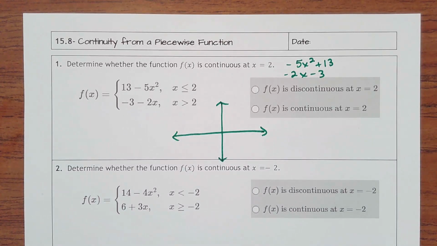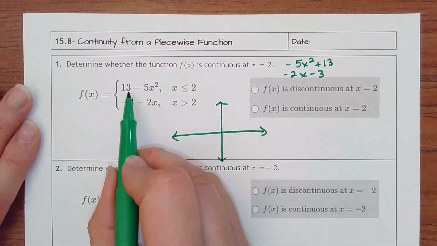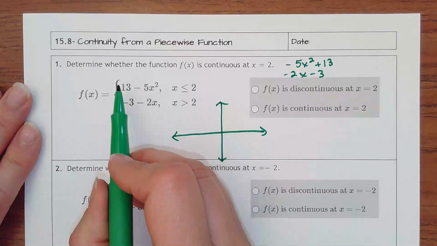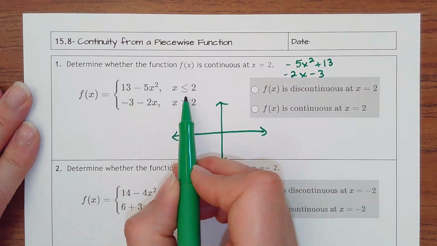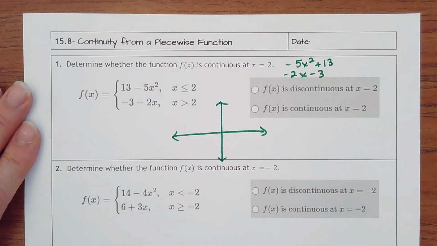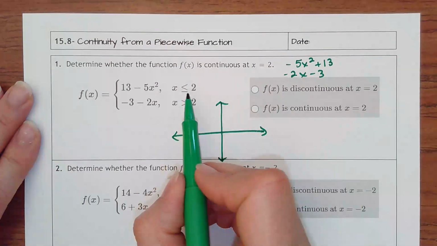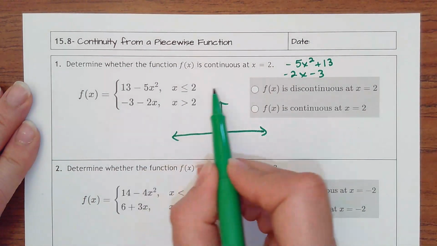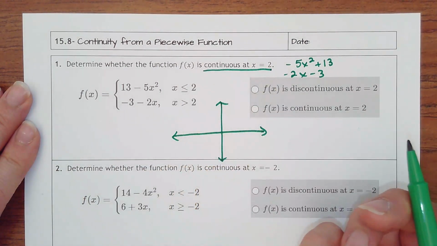Lesson 15.8 is continuity from a piecewise function. So remember that piecewise functions are written like this algebraically. It has a curly bracket and then it has some pieces and then it's restricted where the domain is. So that's what makes it start and stop and have jumps and all that stuff. So we've got to figure out, is this function going to be continuous at x equals 2?